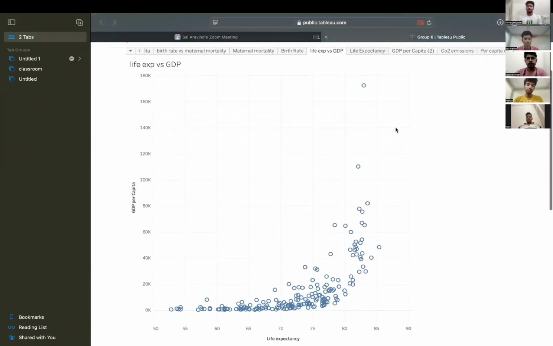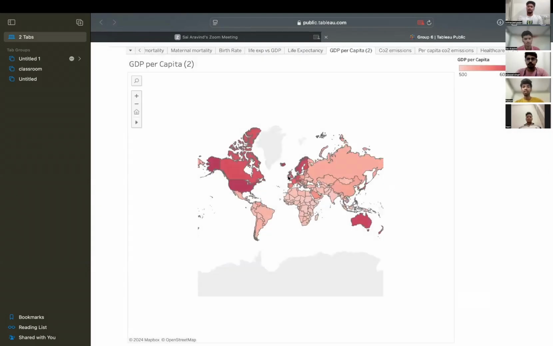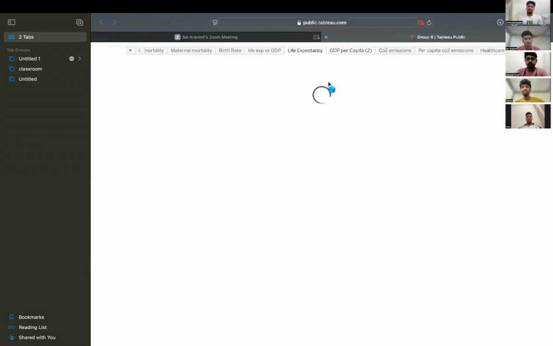Hello, so I'll be discussing this graph, which illustrates the association between GDP per capita and life expectancy across different countries. GDP per capita is a measure of economic output per person and serves as an indicator of average income levels in a country. Life expectancy, on the other hand, reflects the average lifespan within a population, highlighting overall health and living conditions.